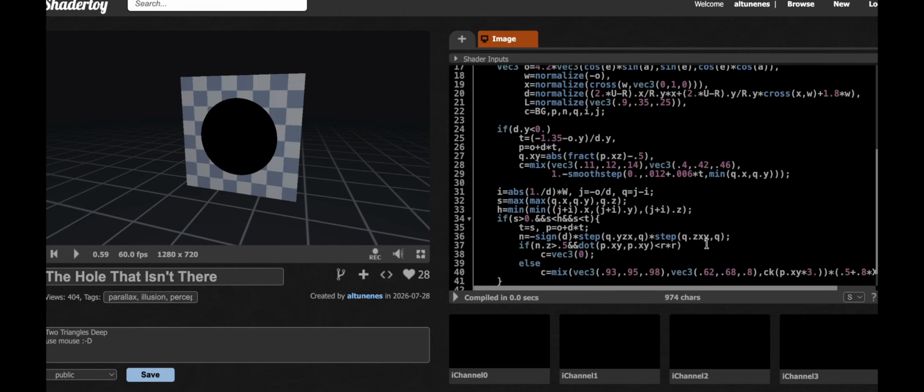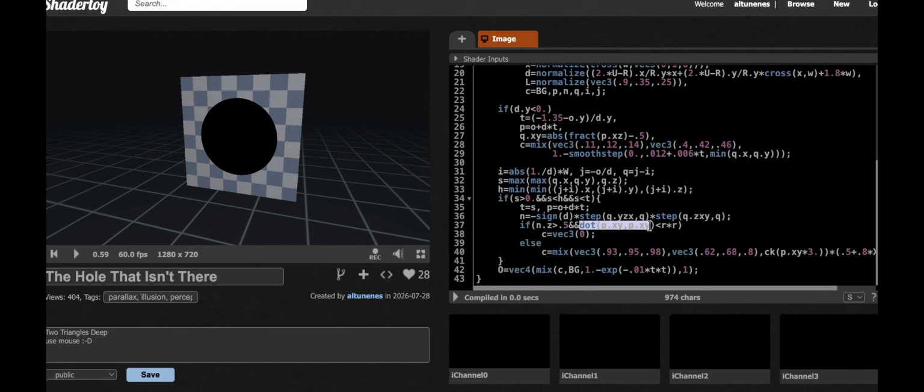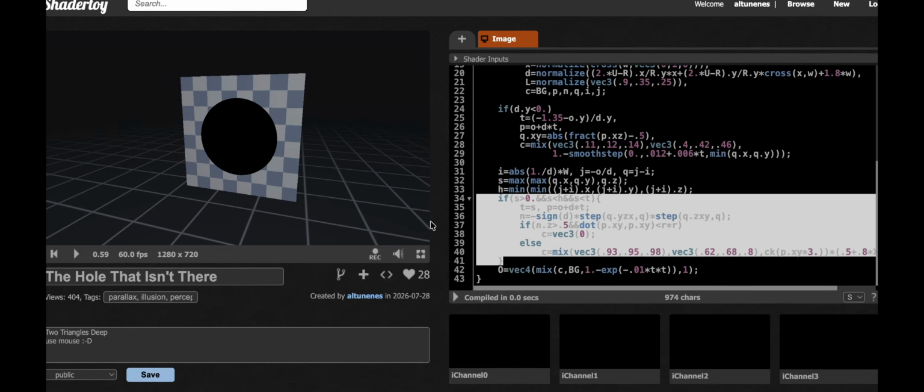Now we punch a hole in it, so if we're on the front face, meaning NZ came back positive, and the point is inside the radius, we just paint it black instead of shading the surface. And notice that's the point dotted with itself compared against r squared, which is the same test as asking if the length is under r, except you never pay for the square root. But right now, this is just a sticker on a wall.